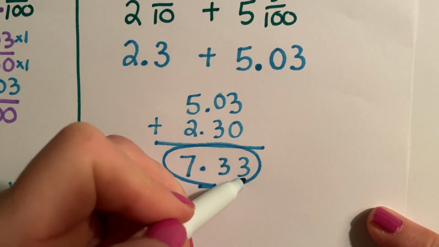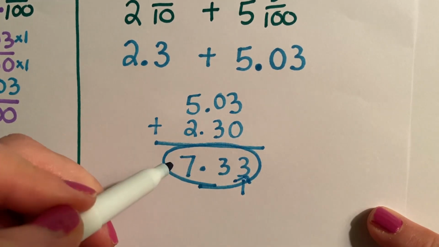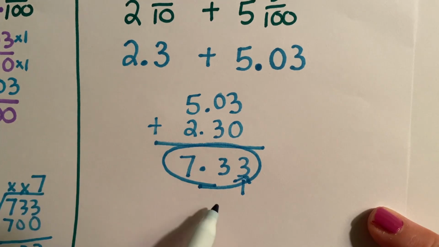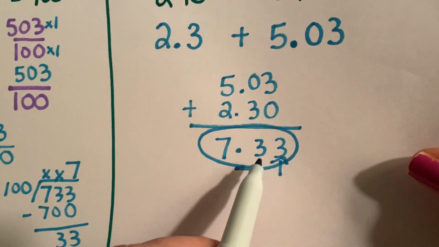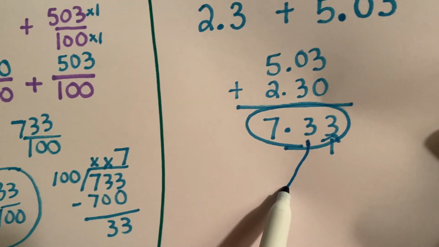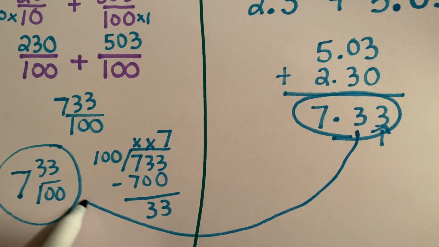And where do we land? We end in the hundredths. So 7 and 33 hundredths. Watch my pen here. 7 and 33 hundredths.